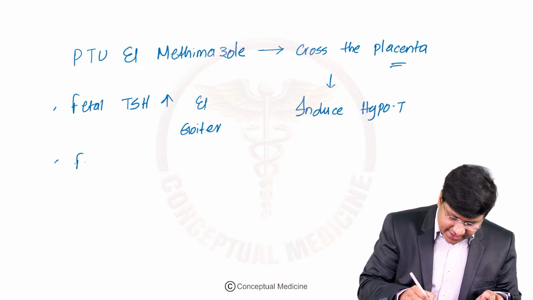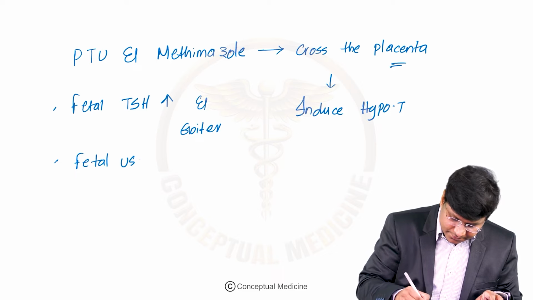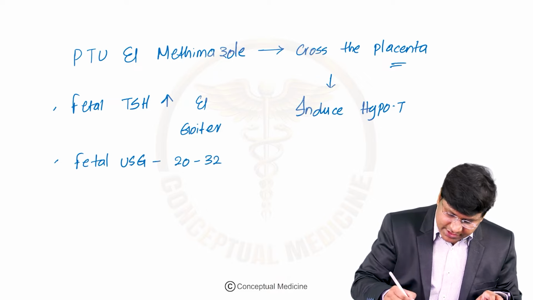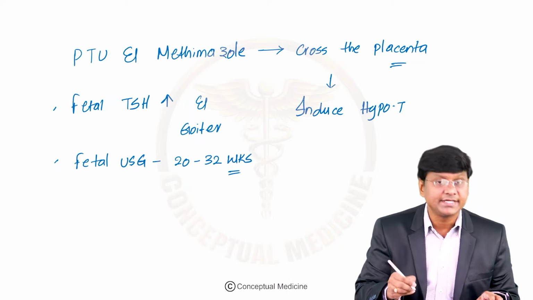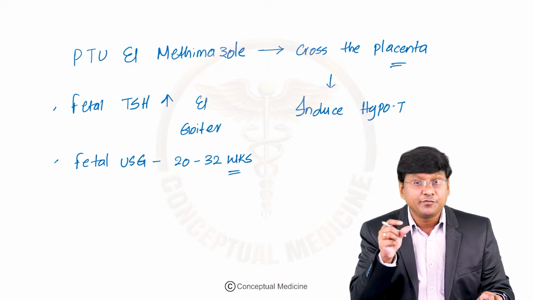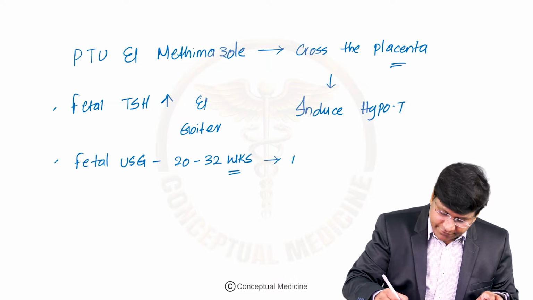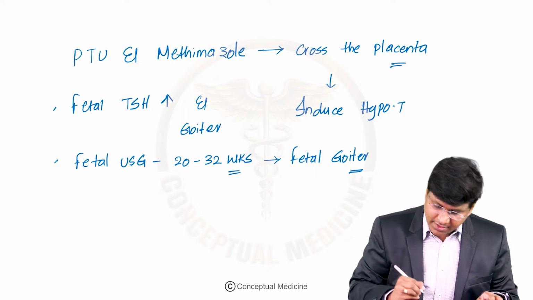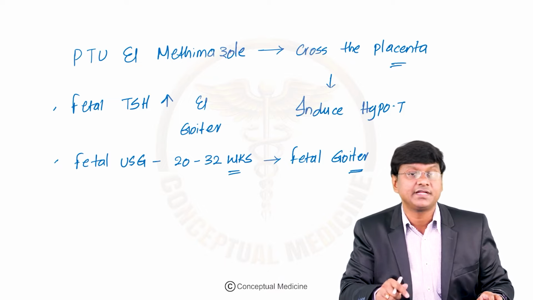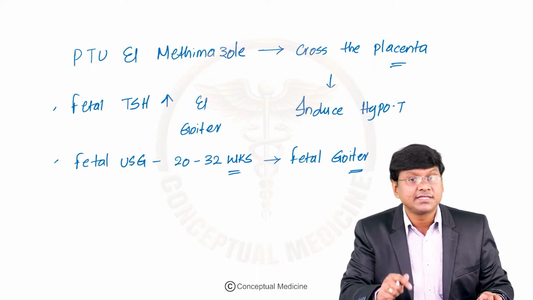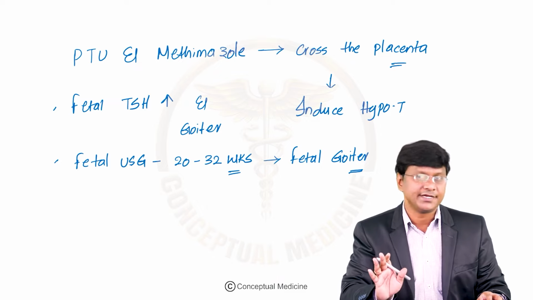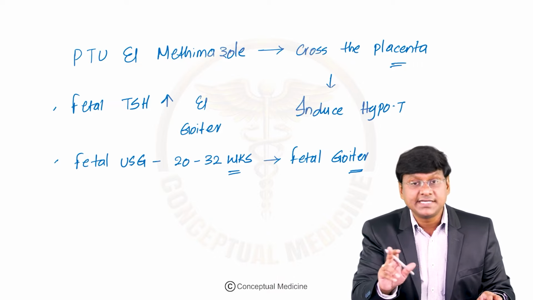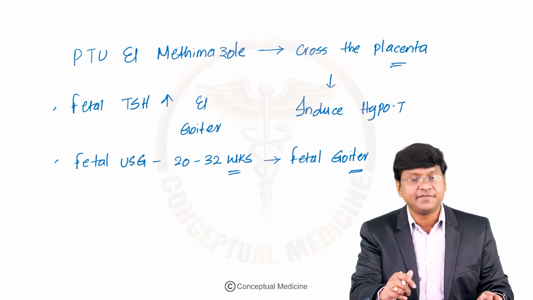When you do a fetal ultrasound at 20 to 32 weeks gestation, you can visualize any presence of fetal goiter, allowing fetal thyroid dysfunction to be diagnosed and treated. And whenever you give thyroid hormone to the mother, that does not prevent hypothyroidism in the fetus.